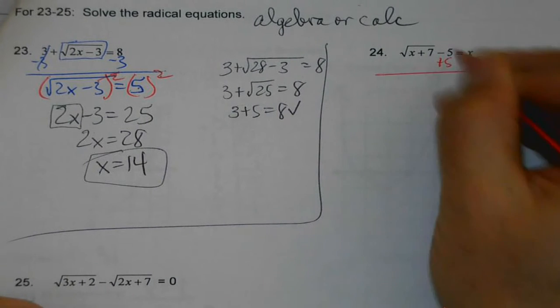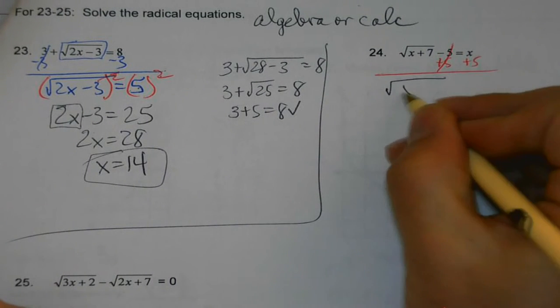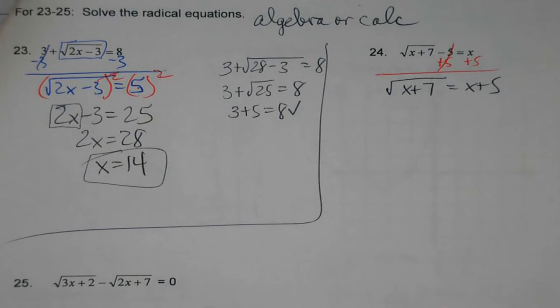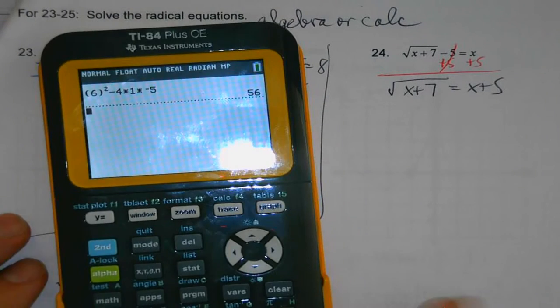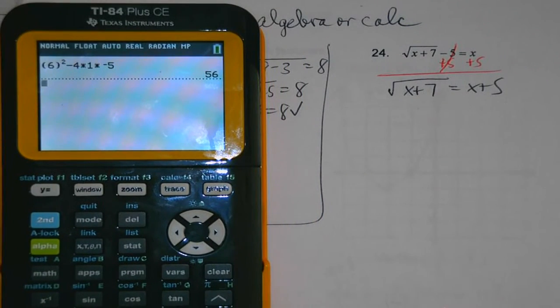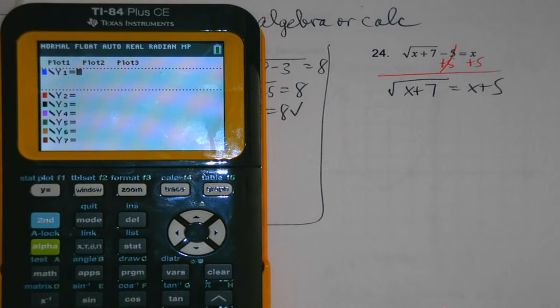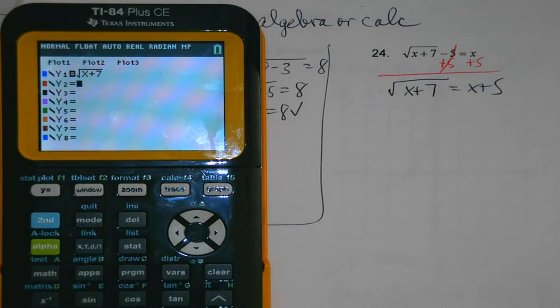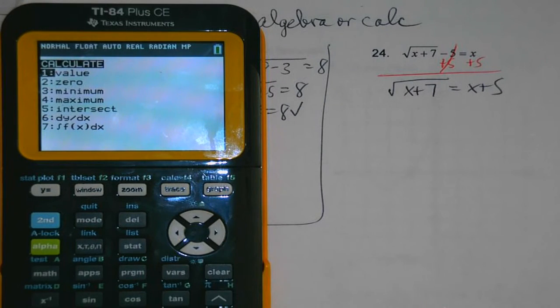So I'm going to go ahead and do the plus 5 here. And this one we're going to go calculator on. But again, if you want, you can do it algebraically. So I get my y equals up, type in my square root of x plus 7, and I type in my x plus 5. So remember, on this one now, it's still second trace, except I'm looking for where they intersect. We don't need a fancy program for that, a fancy cheat sheet.